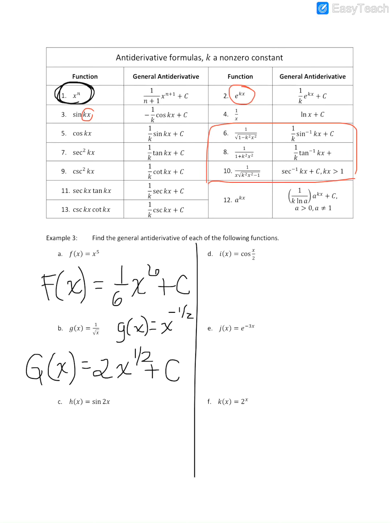Okay, let's go to C. We have sine of 2x. So my antiderivative, I would have cosine 2x. And then out front, I want to do a -1 over my coefficient, so -1/2 out front.